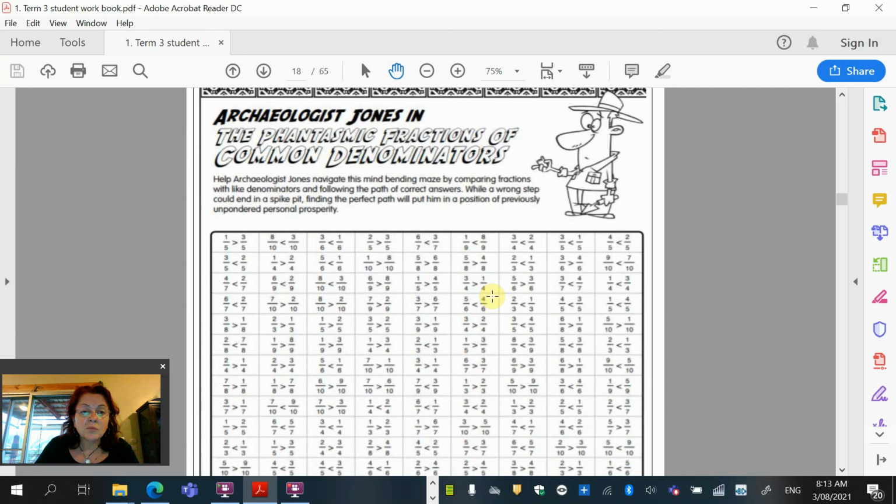Now, if you can print this out, this is just a fun little activity that we put in. You're just helping the archaeologist Jones navigate this mind-bending maze by comparing fractions with like denominators and following the path of correct answers. While a wrong step could end in a spike pit, finding the perfect path will put him in a position of previously unpondered personal prosperity. So a bit of alliteration there.